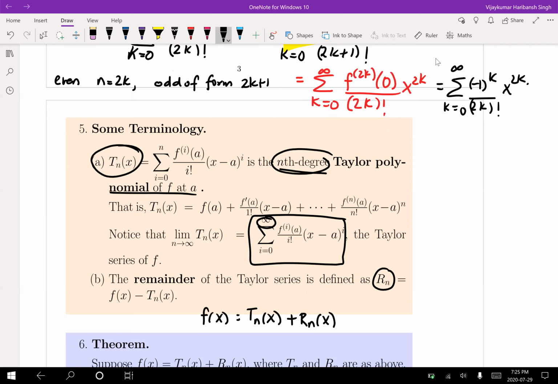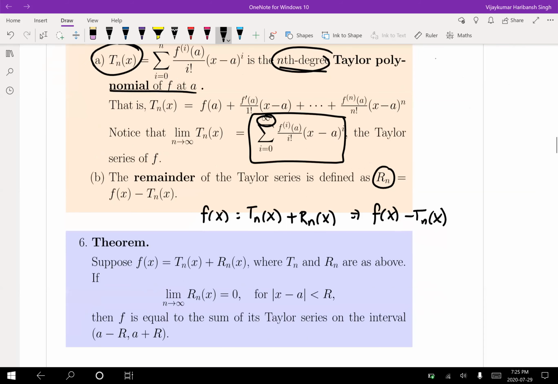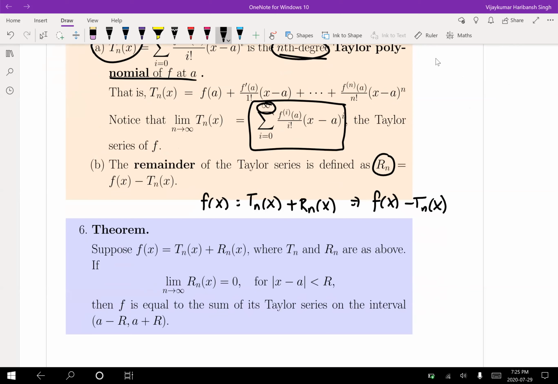And what is this remainder term? Of course, the remainder term is nothing but f of x minus Tn of x. And this is your error term, right? Think about it. You are approximating your function with a polynomial of degree n. Then this remainder is the difference between them, or it is an error term. So then what do we get out of this? We get the following.